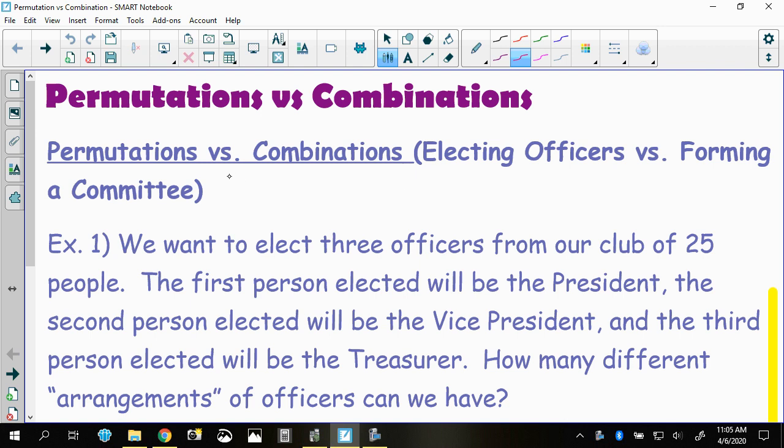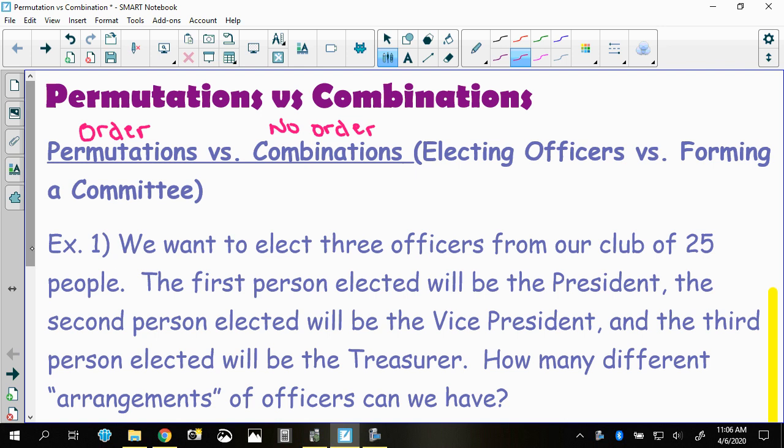Yesterday we talked about permutations, so today we're going to talk about permutations versus combinations. In a permutation, order mattered in what we did. In a combination, there doesn't have to be any order. You can select people and it doesn't matter what order you select them in. So in this case, we have to get rid of all of those different selections that have the same people but in a different order.